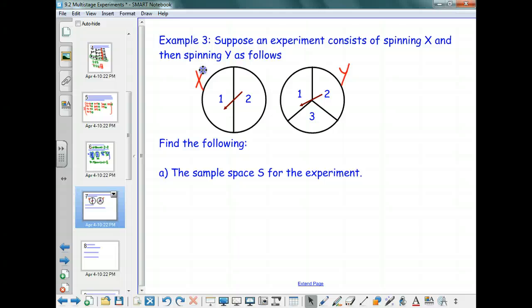So sample space is simply listing out all the ways that something can happen. So this is my sample space. Sample space is a set of curves and curly braces. What could happen when I spin first spinner X followed by second spinner Y? I could get a 1 and a 1. What else could I get? I could get a 1 and a 2. What else could I get? A 1 and a 3.